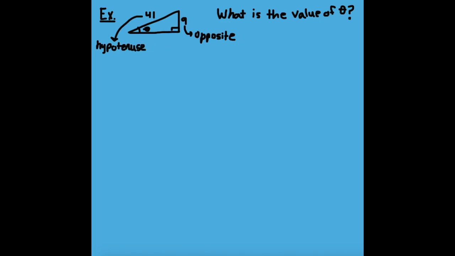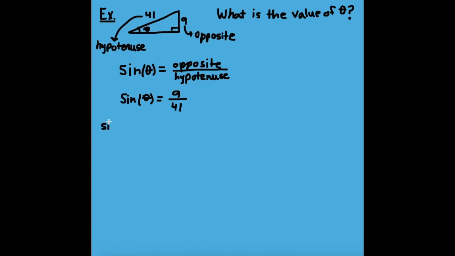So let's see what we have. We have the opposite and we have the hypotenuse. Therefore, let's use sine, since sine equals opposite over hypotenuse. So we get sine theta equals 9 over 41. Now, we have to isolate theta. So we take inverse sine. We get theta equals inverse sine of 9 over 41.